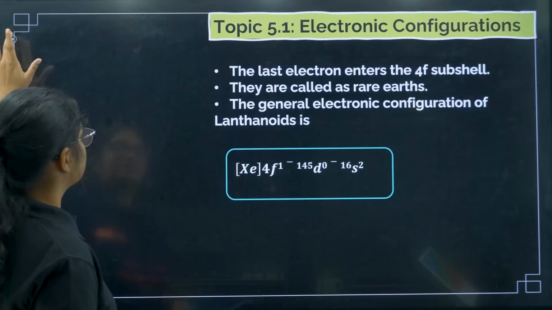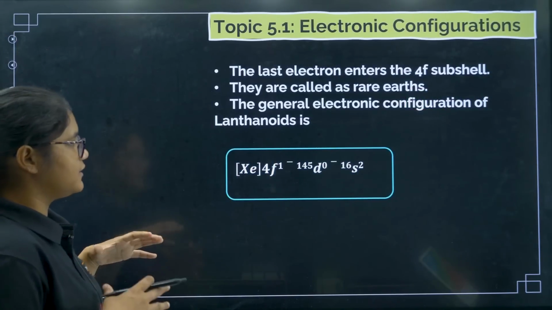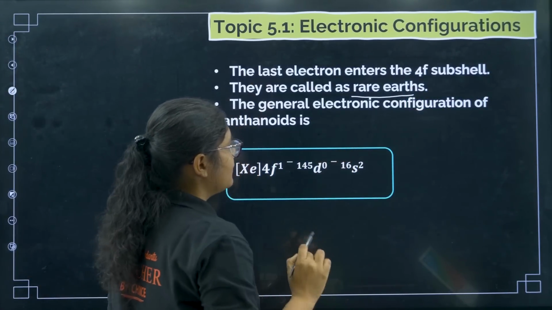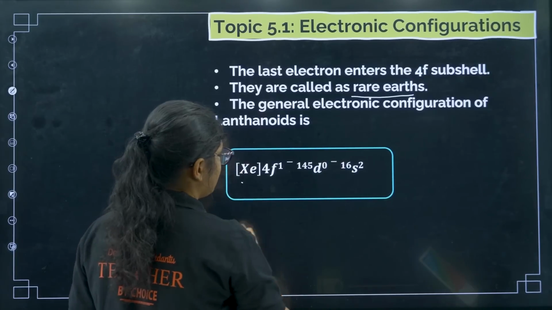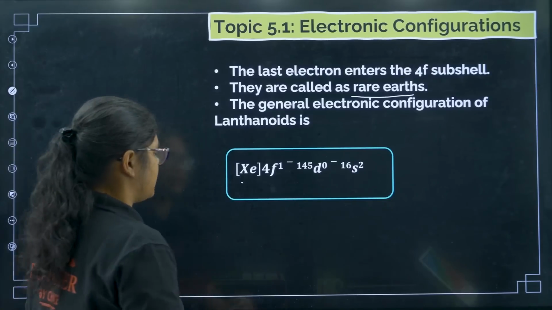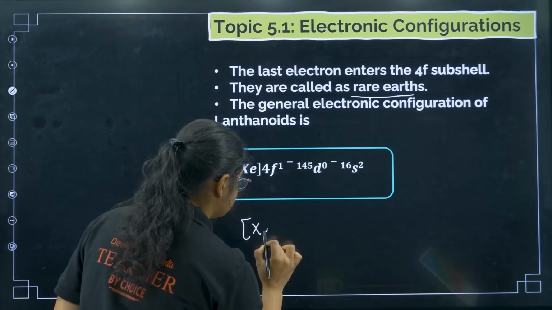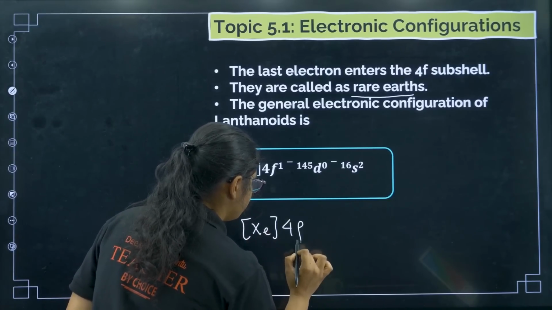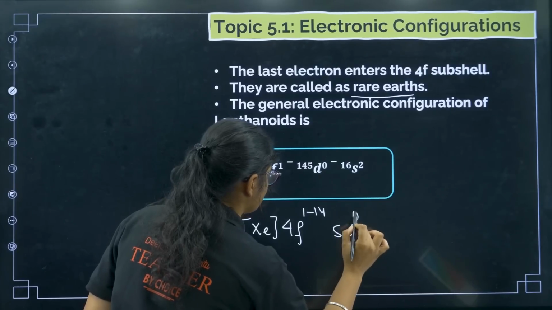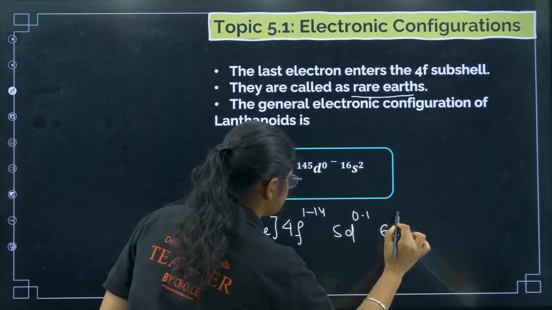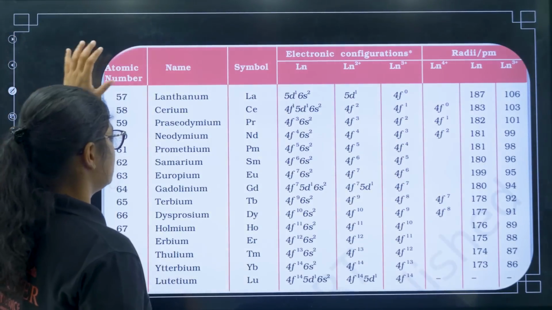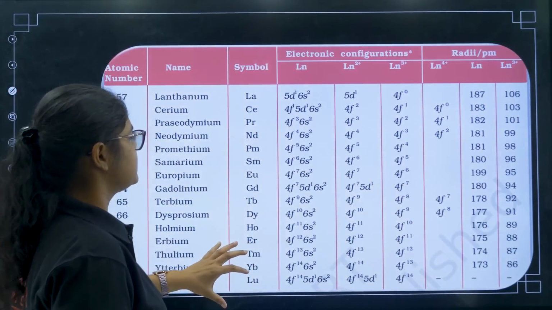Okay, so lanthanoids, what are the things that we have to study? The last electron enters the 4f shell. They are also called rare earth metals, and the general electronic configuration is Xe 4f1 to 14. So let me write it down properly here. Xe 4f1 to 14, 5d0 to 1, 6s2.